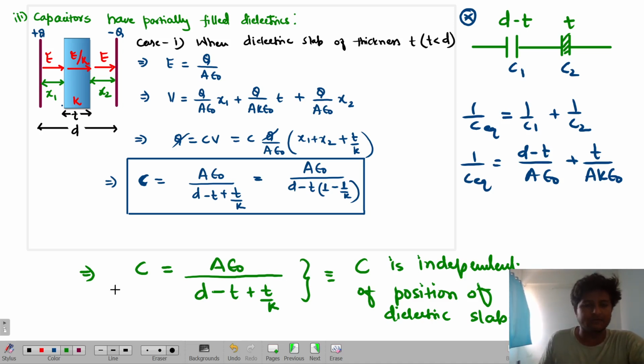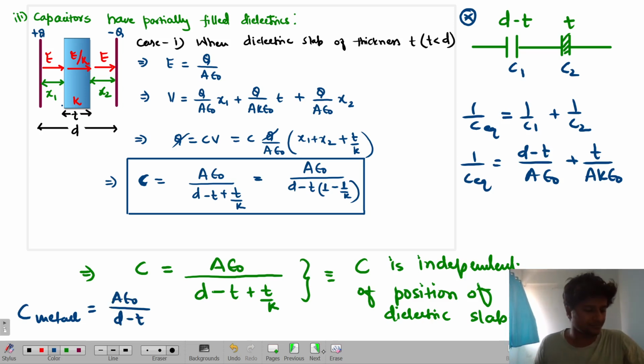Now you know that this is the normal case of any body which I place with thickness T. If it has constant K, it will become plus T by K. If the plate is metallic, it will become A epsilon naught by D minus T, so simple, because K is infinity for metallic. So A epsilon naught by D minus T. Is that clear or not? Okay. Can we move ahead?